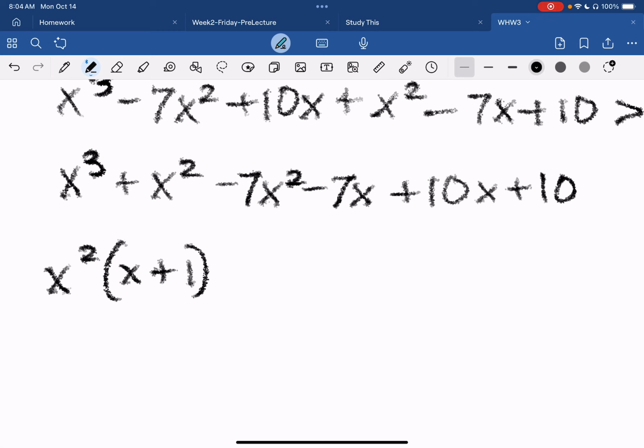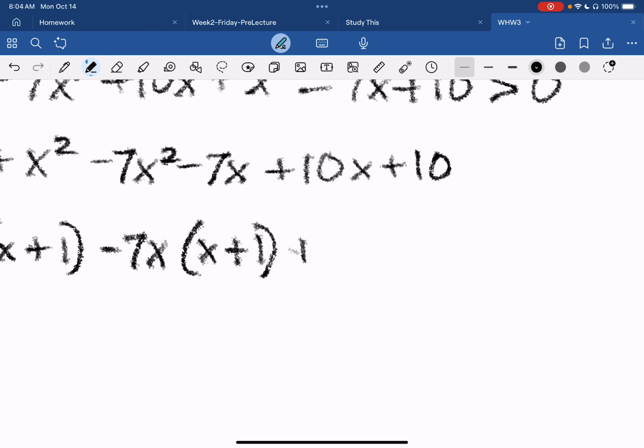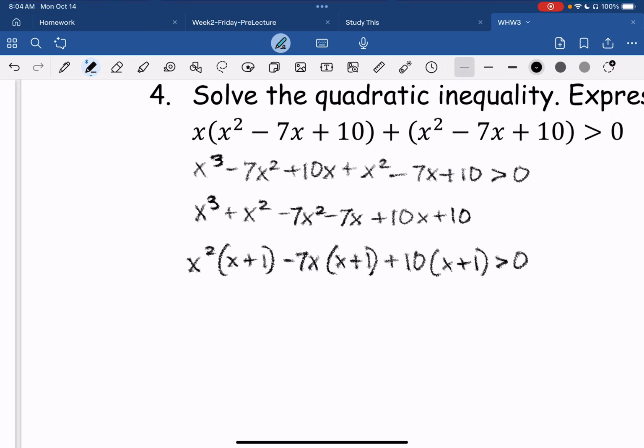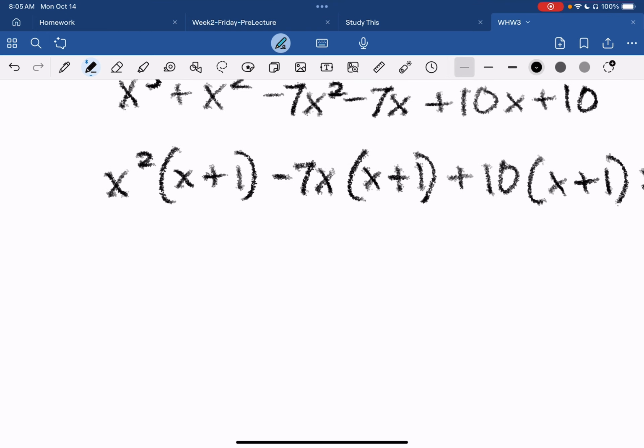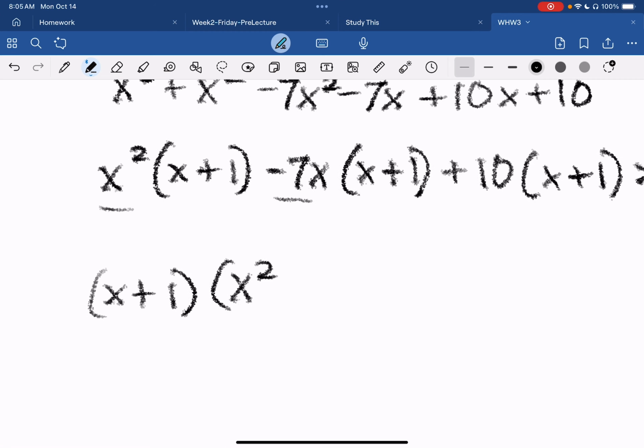So I can factor out x squared here. I can factor out 7x from here, plus 1, plus 10x plus. Let's do it. Okay, so I factor out the x plus 1s, and I can factor out of the whole equation and just combine these.